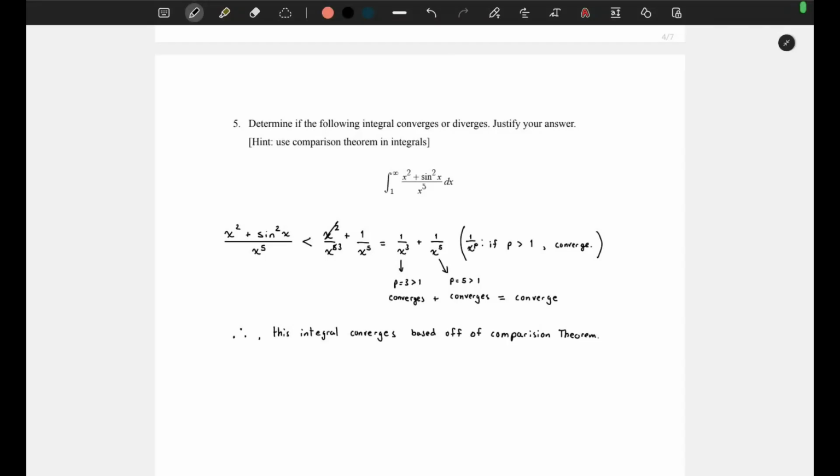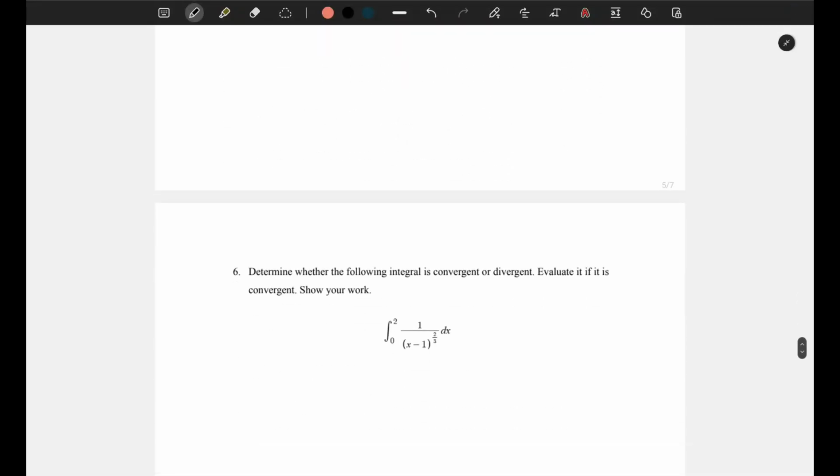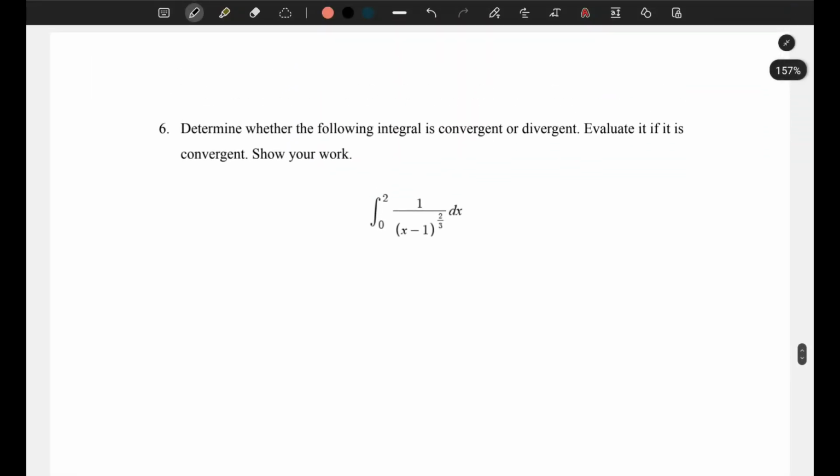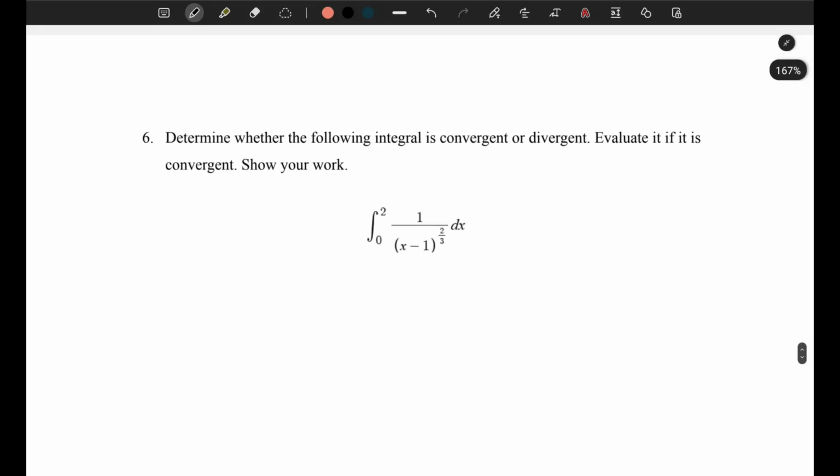Let's go to question 6. Okay, so question 6. Determine whether the following integral is convergent or divergent. Evaluate if it is convergent.